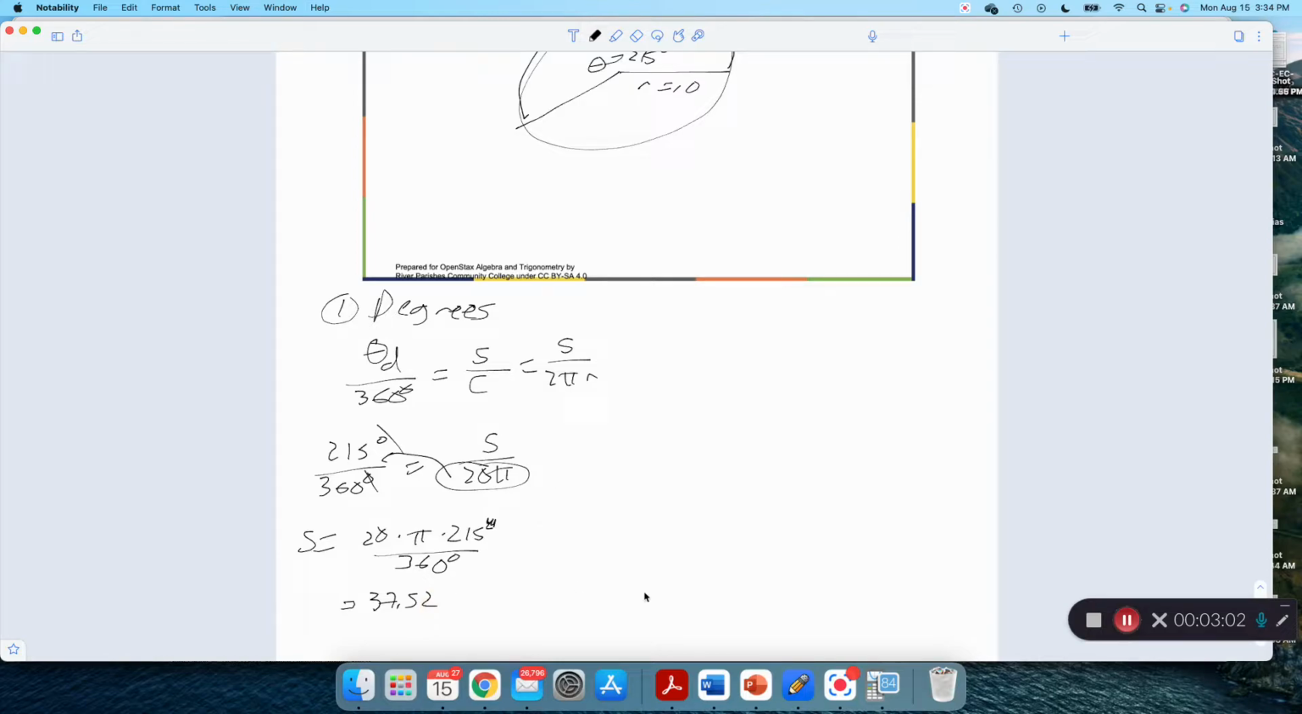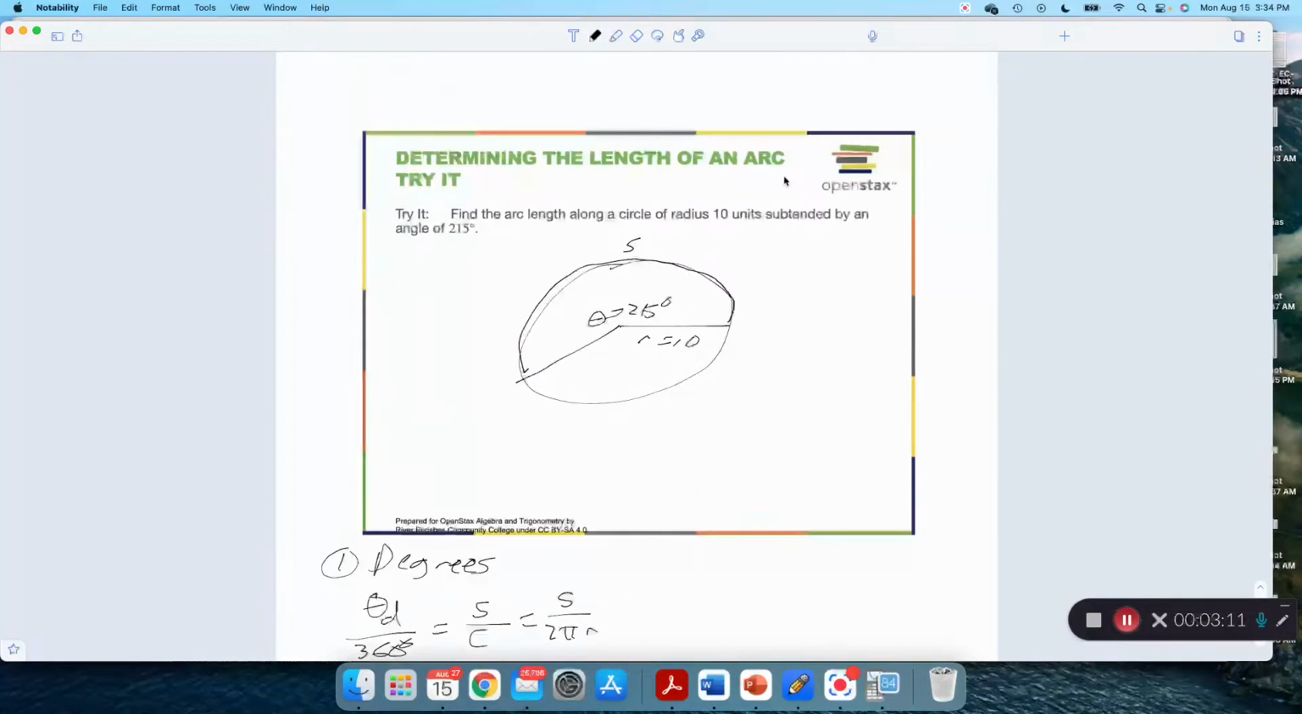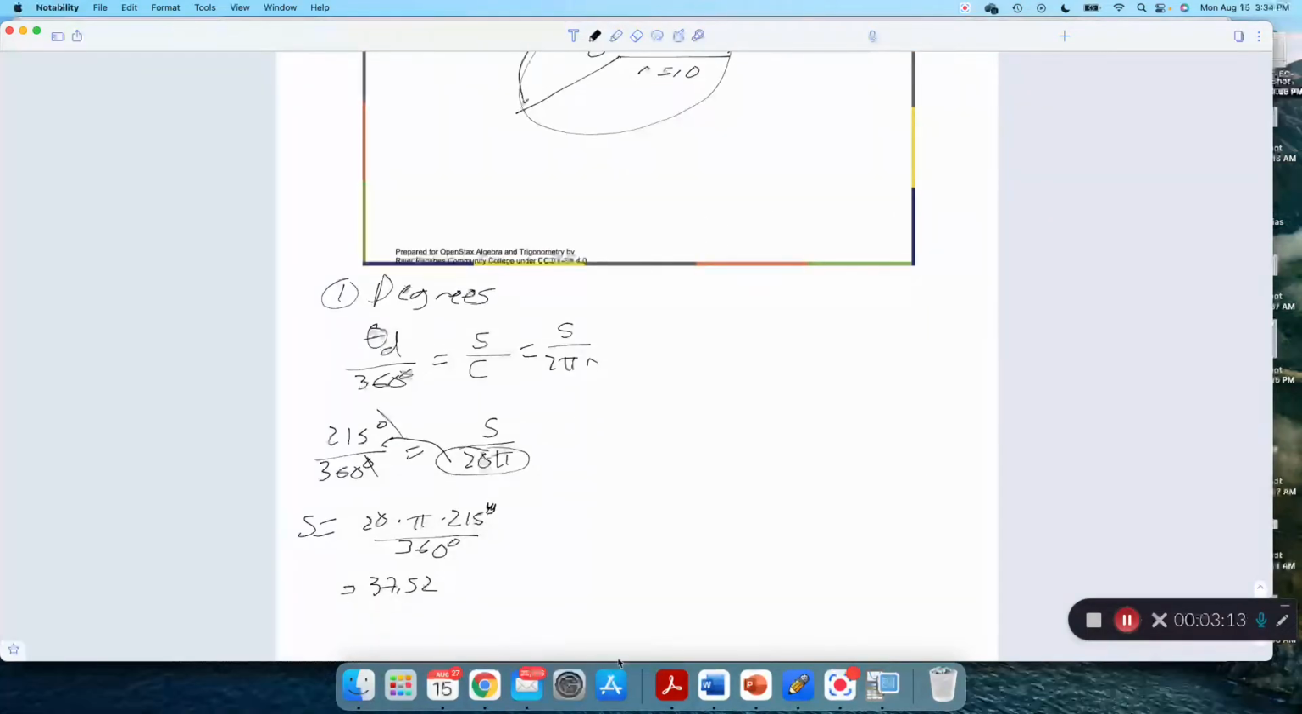And I need units here. Arc length always has units of length. Whatever the units of my radius are, if they're in feet, arc length will be in feet. Well, here we're just told units. So my units are units. Same units as the radius.